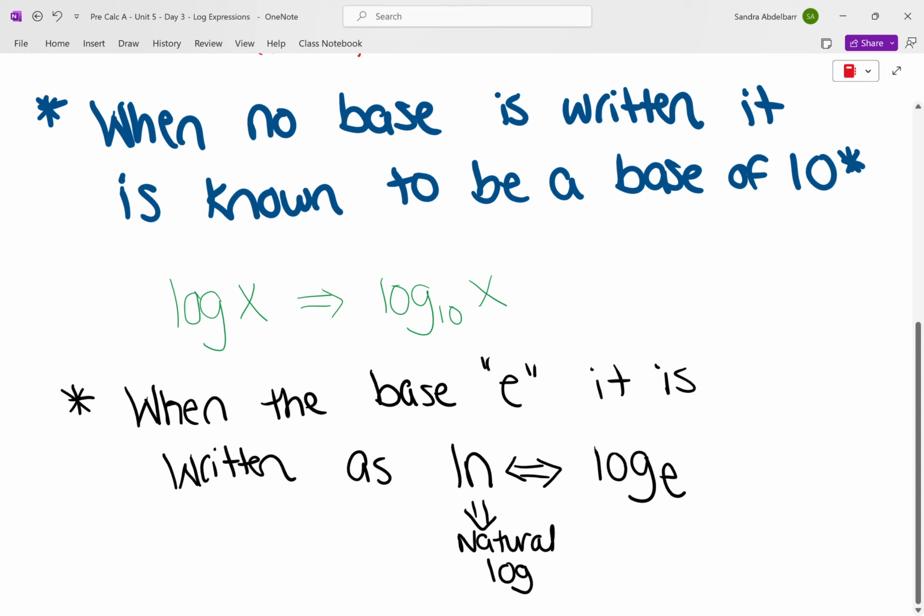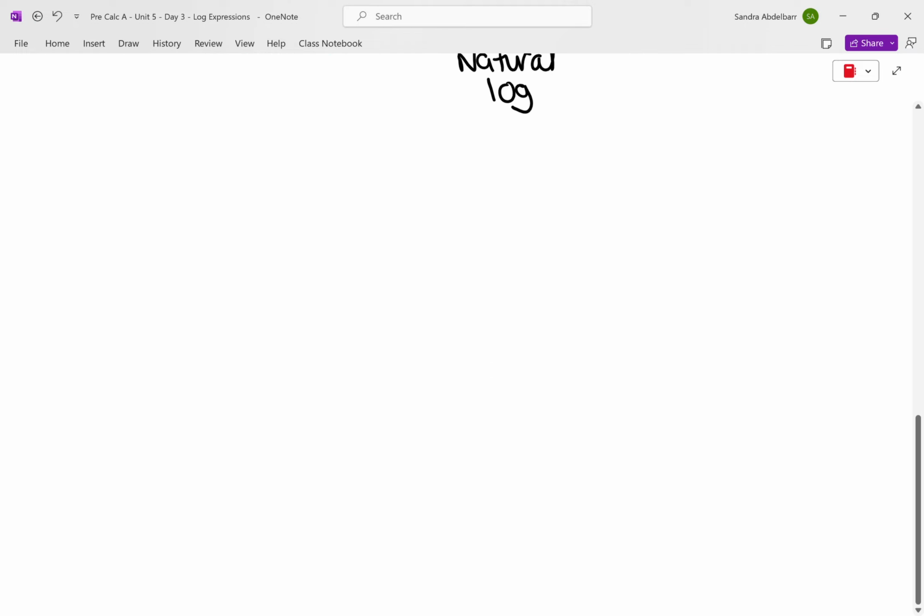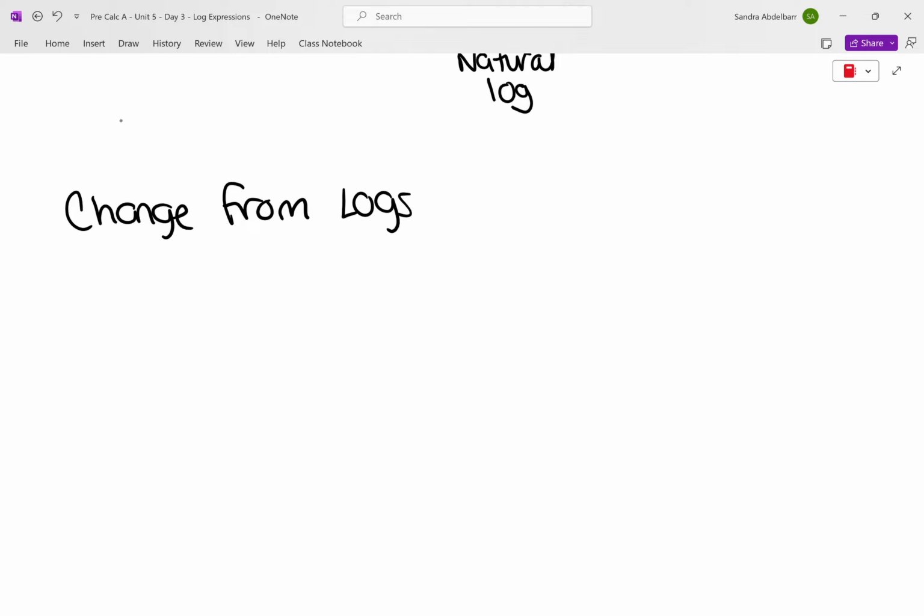Okay, so now let's do some practice. I want us to change from logs to exponential. So for this next part, we're going to change from logs to exponential.